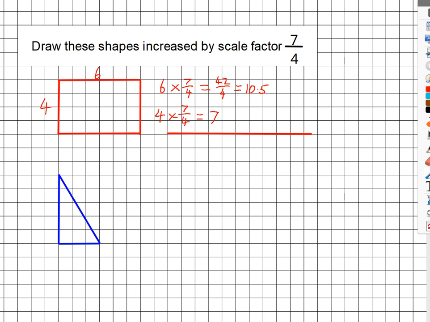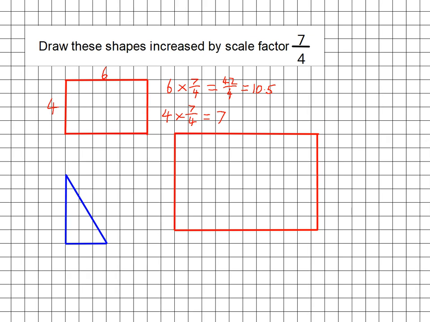And we're going down by 7, so 1, 2, 3, 4, 5, 6, 7. Down by 7 at this end as well. And along 10 and a half. So we then have a much larger rectangle, which is 10.5 long and 7 high.